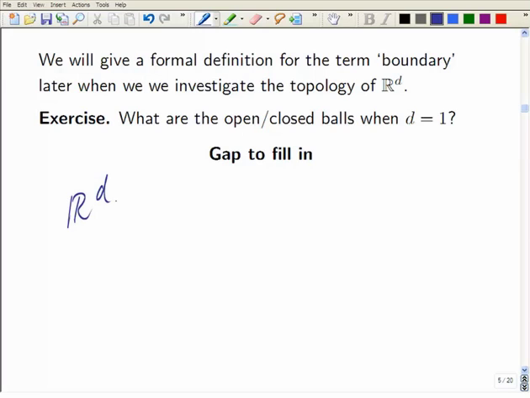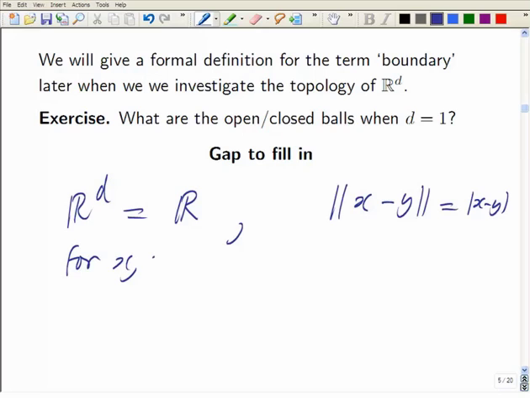So your task is to talk to each other, look at the definition, and bear in mind that as far as I'm concerned, R to the d is just equal to R, and the norm of x minus y is then equal to just the modulus of x minus y for real numbers x and y. Sorry, that's R to the 1 equals R. This is when d equals 1.